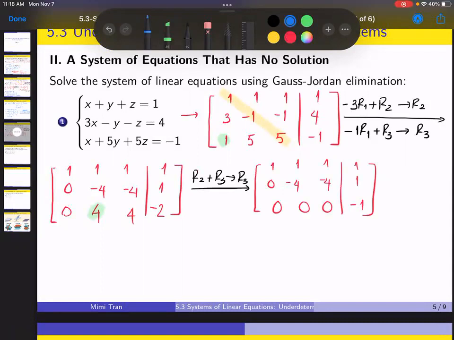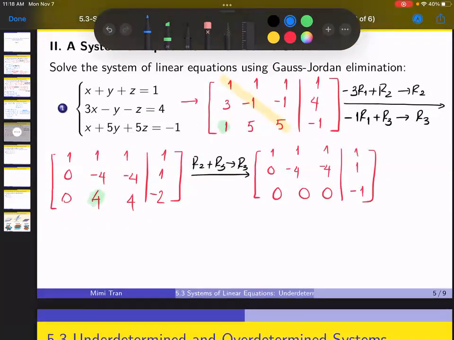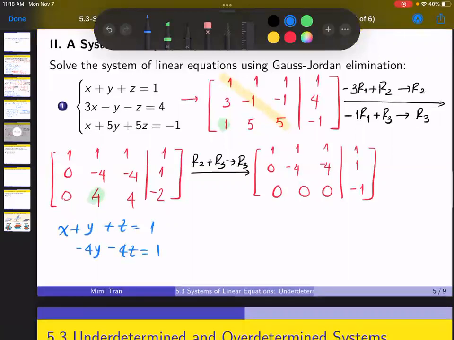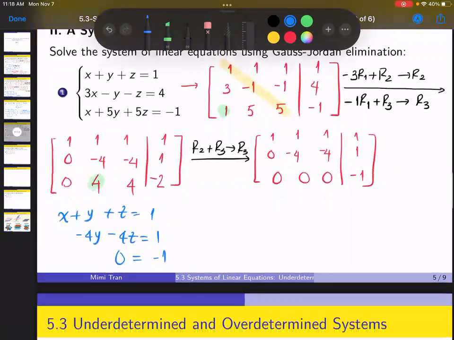I'm going to rewrite it just for the formality of it. x plus y plus z equals 1. -4y minus 4z equals 1. 0 equals -1. Is this true? No, false, right? So you're done. Say no solution, nothing you can do.